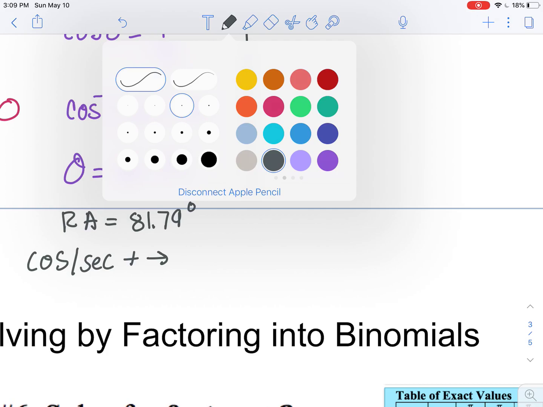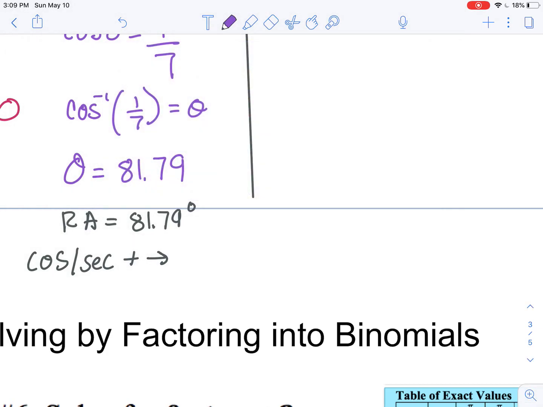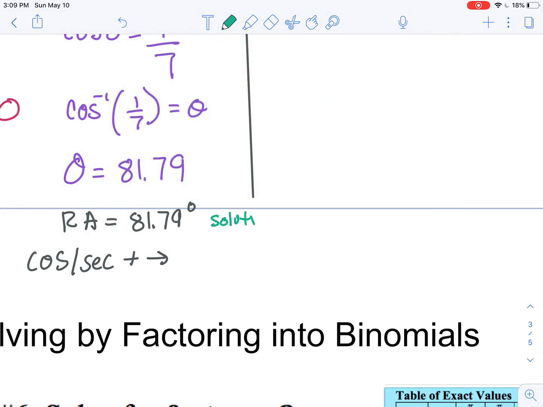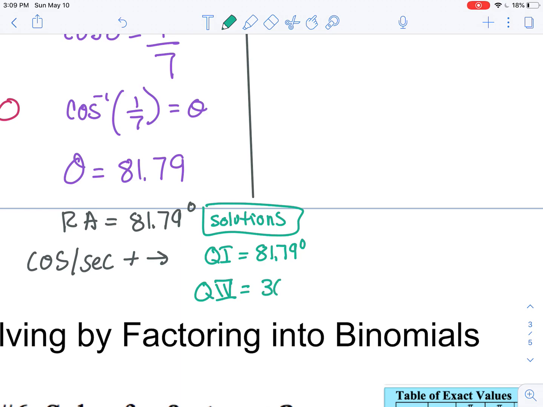So let me just kind of fit this in over here. My solutions. My quadrant 1 solution is going to be 81.79. My quadrant 4 solution is going to be 360 minus 81.79. So I get 278.21 degrees. So I have two of my solutions here, my first quadrant and my fourth quadrant.